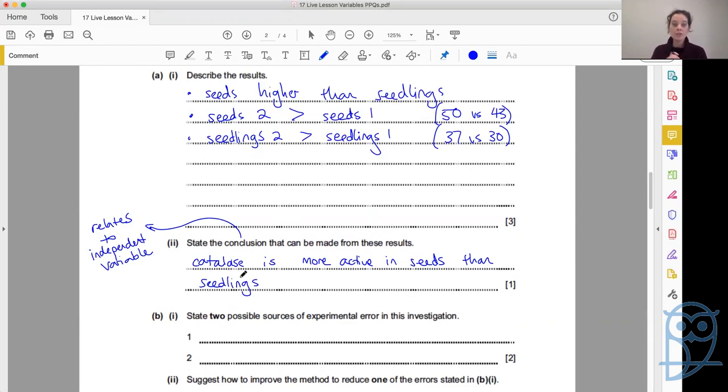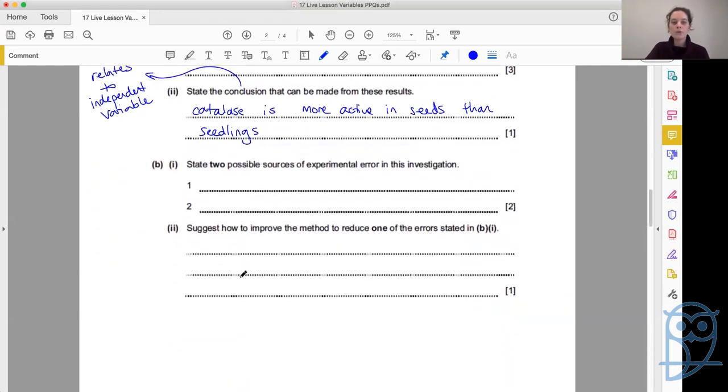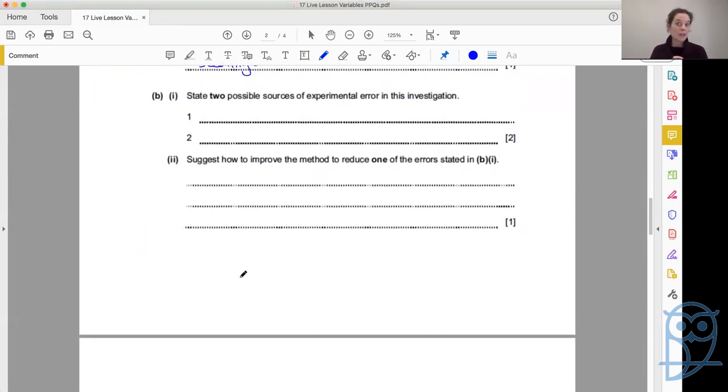That is the end of part A, describing the results. So now you've got a good idea of what your experiment is and how to describe the straightforward results. If we move on now to part B, we are talking about error. So state 2 possible sources of experimental error in this investigation.